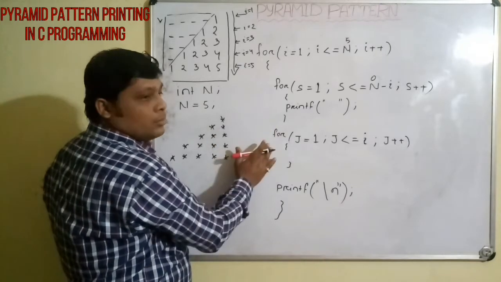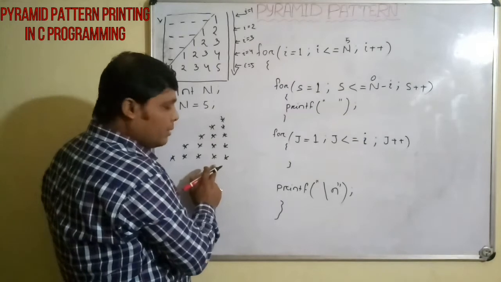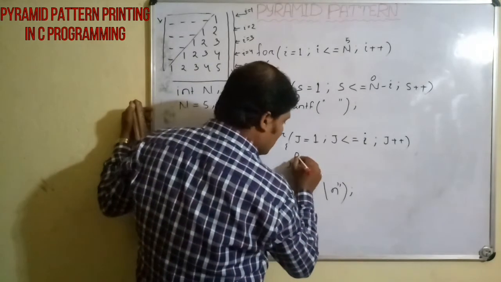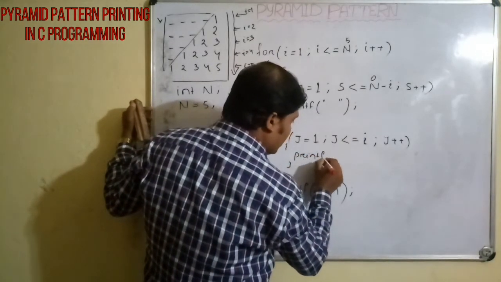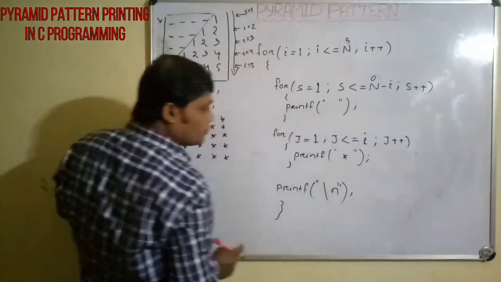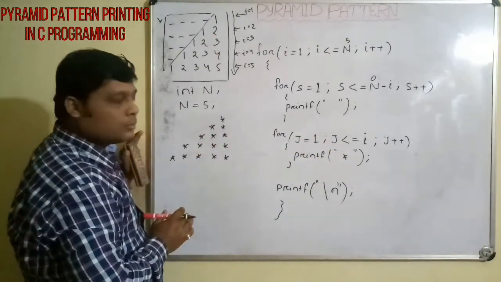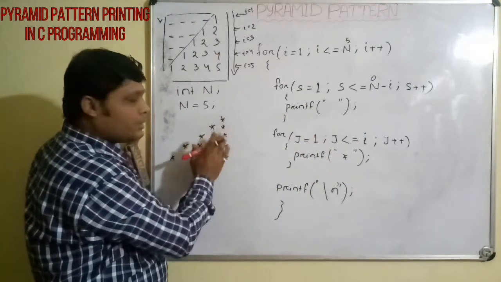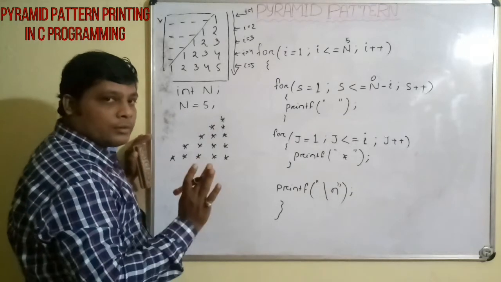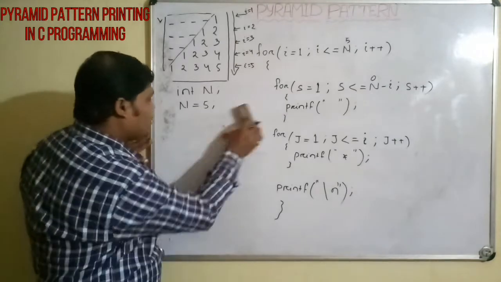You may not have to change any loop because pattern is same. Only changing in the printing part. We have to print what? Only star. Print the star. Clear? If it will be dollar, then you will print dollar, because it is a character constant. Clear? This is very simple. Now come to another pattern.